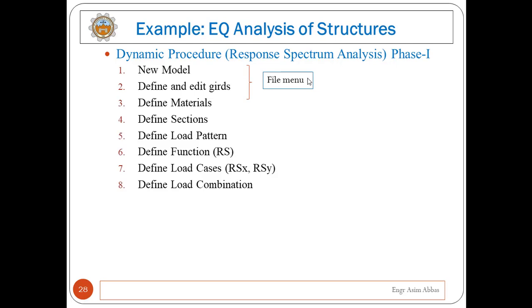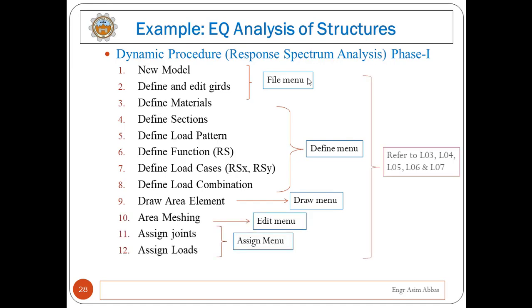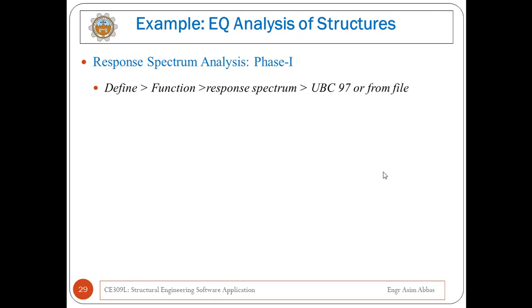Again, I will go through phase 1, and phase 1 contains the following different steps, and I have discussed all the steps in lectures number 3, 4, 5, 6, 7, except defining the function for the response spectrum and defining load cases for that particular response spectrum function. So I will just discuss step number 6 and 7. For the rest of the steps you can refer to the lectures given in this slide. Now, how to define a function for the response spectrum.